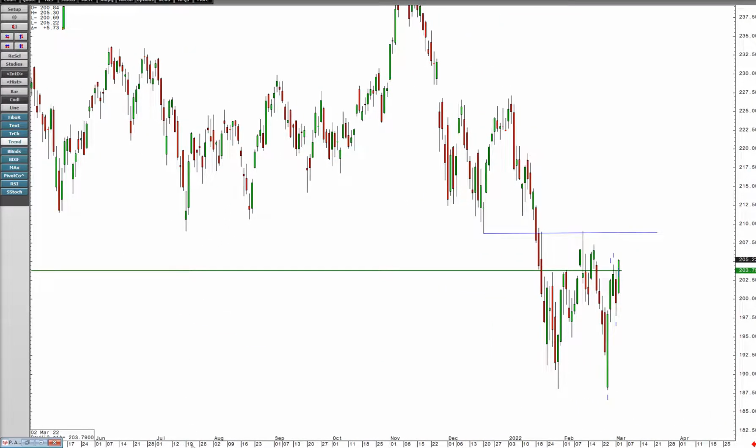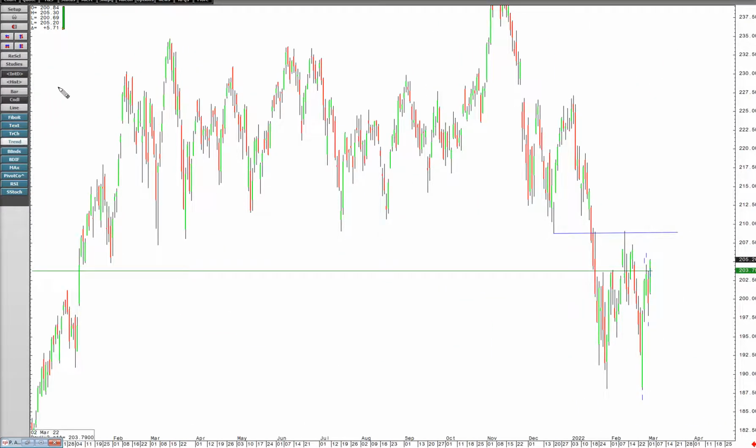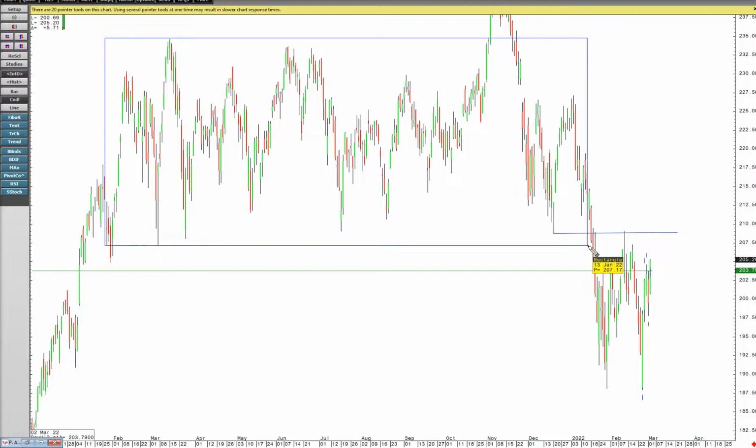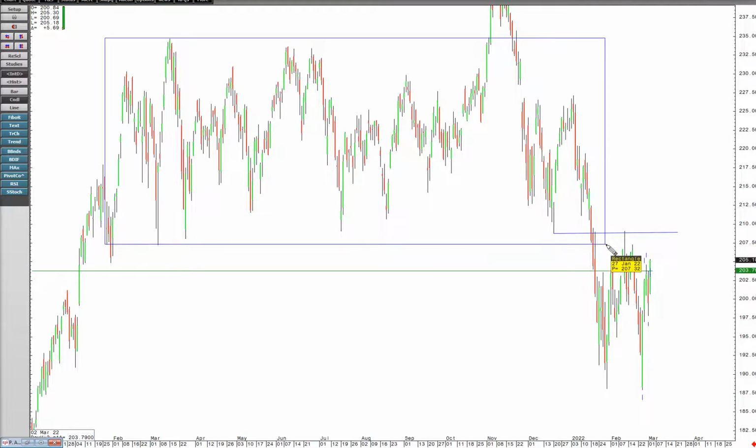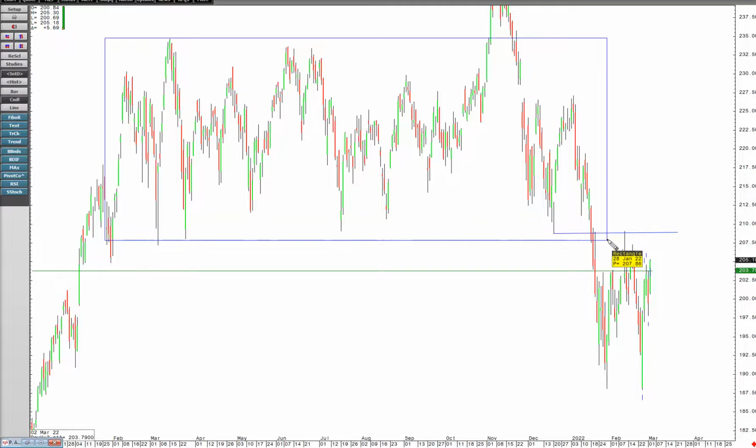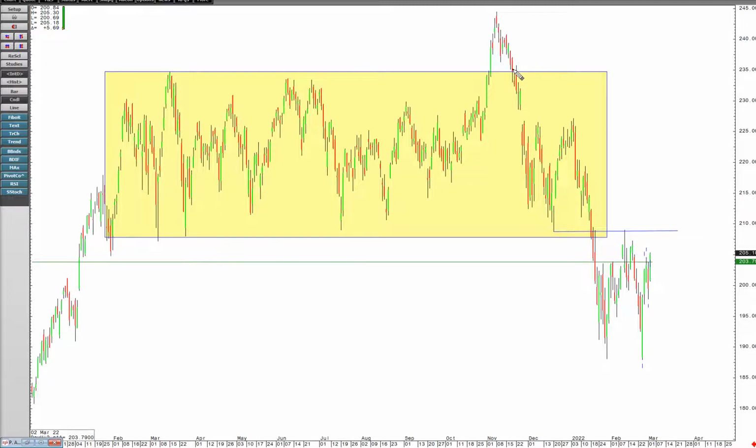Because if you remember, the Russell had a year-long rectangle. Let's see if we can find it here. Roughly this area here was your year-long rectangle. We had a breakout to the upside that failed, and we came down, tested, bounced, broke out of the downside. The first test back here got rejected. Now we're coming back here. So we're either going to get rejected and turn back down, or if we can break back into this box, then everything would look decidedly more bullish.